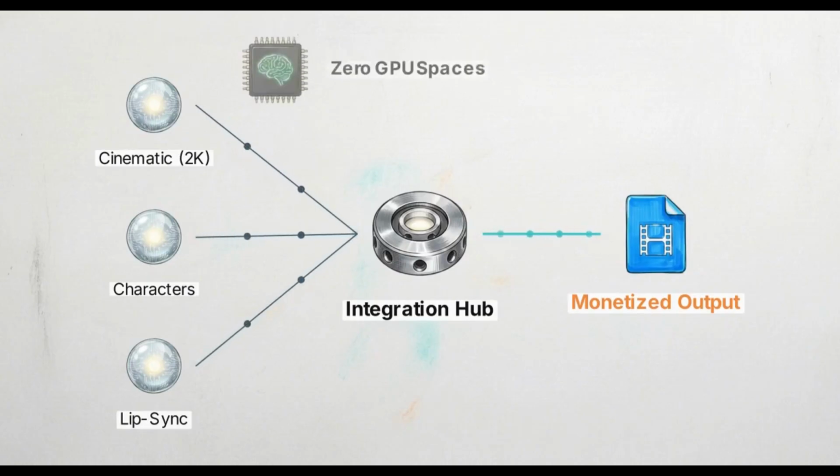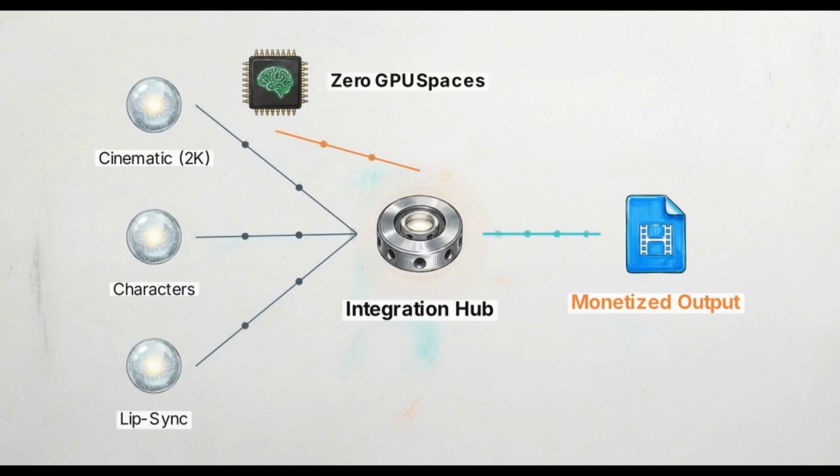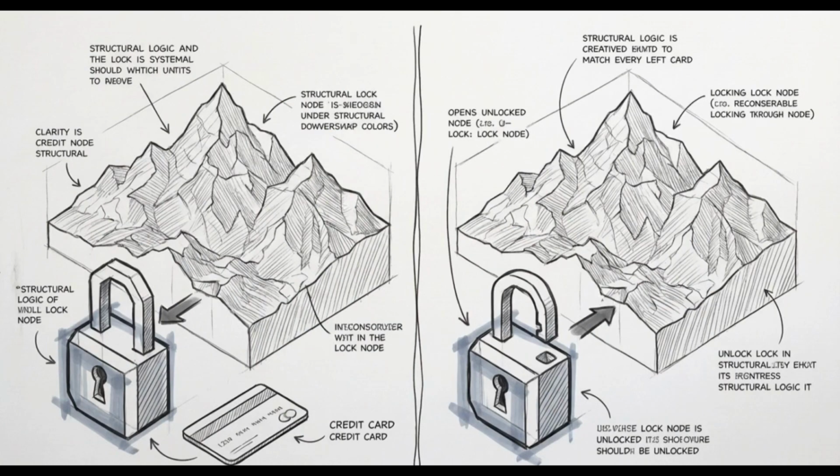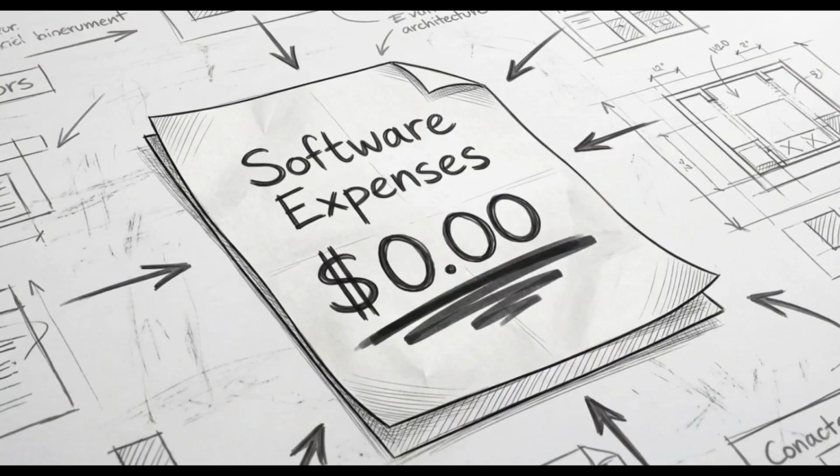For more advanced projects, you can integrate Hugging Face Zero GPU spaces to access even more open-source models without hardware costs. By mastering this specific 3-tool stack, you've built a production pipeline that matches the video output of many paid platforms. You now have the capability to produce high-end content without the overhead of a monthly subscription.